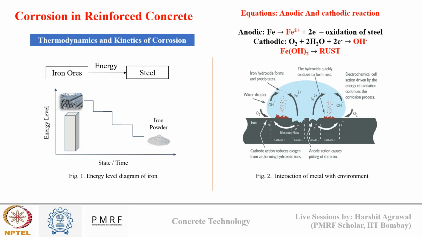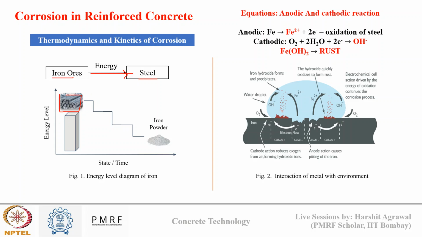Now, when we make steel from iron ore, we have iron ores like hematite, magnetite. Okay, so these iron ores are processed in industry in furnaces to make steel. So when we make steel from iron ore, we impart energy to the system. Okay, so naturally the reinforcements that we have are at a higher energy level because they have been processed from iron ore. Now my steel is at a higher energy level compared to natural ore.